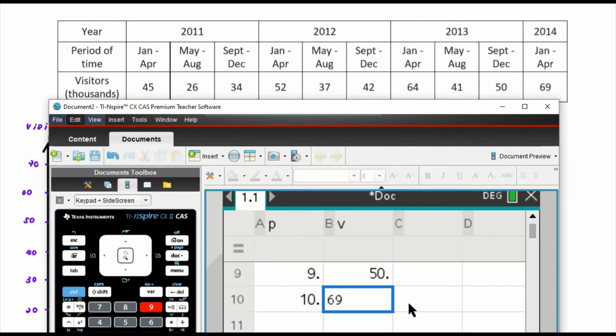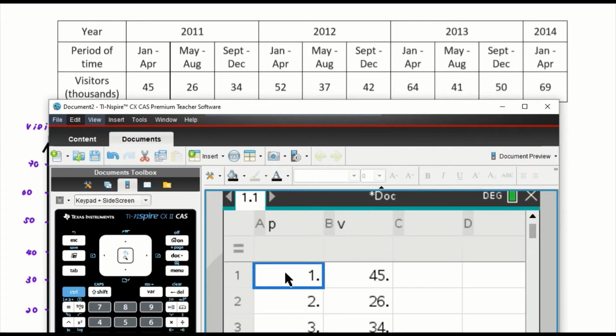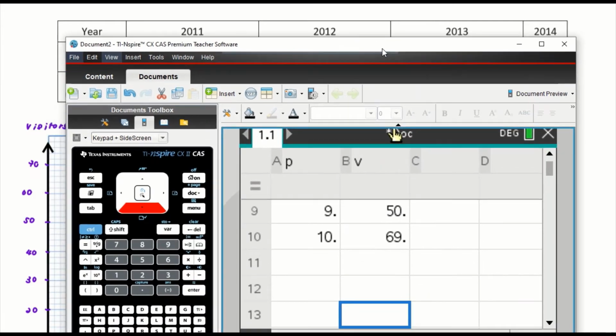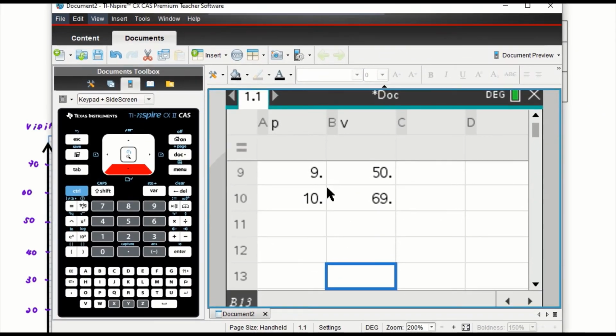So make sure you check again after you put in all your details. So the first 45, 26, 34, 52, 37, 42, 64, 41, 50, 69. Okay, so everything is correct. So now let's try to create the scatter plot first. Okay, so how to do that?